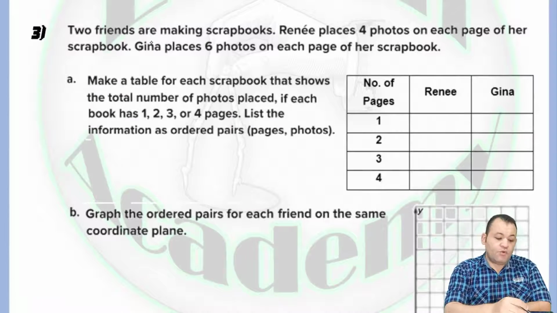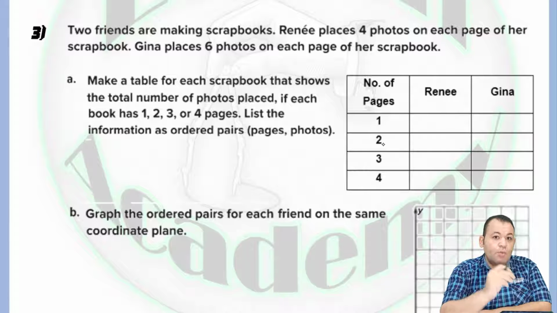In this problem, we have two friends who are making scrapbooks. Rina placed 4 photos in each page, and Gina placed 6 photos in each page. We need to know how many photos will be placed according to the number of pages. So the number of pages will be the input, and the number of photos will be the output. The number of photos depends on the number of pages. By increasing the number of pages, the number of photos will increase. By decreasing the number of pages, the number of photos will decrease.